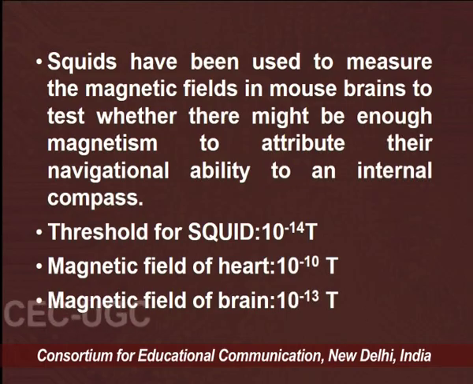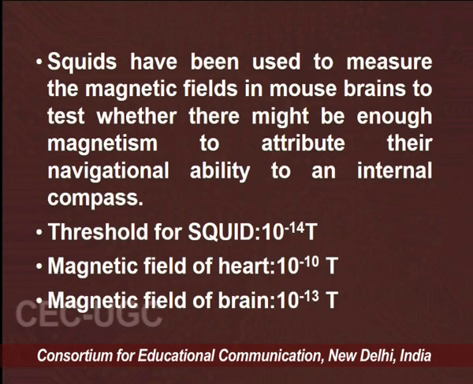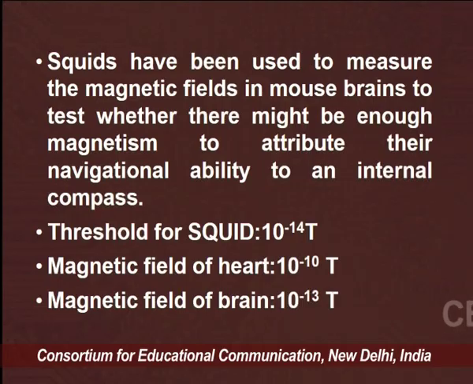So, the threshold value of this SQUID is 10^-14 Tesla. The magnetic field of the heart is 10^-10 Tesla. The magnetic field of the brain is 10^-13 Tesla. So, a SQUID has the ability to measure magnetic fields of very low magnitude. As you can see, the threshold of the SQUID is 10^-14 and the heart's field is 10^-10 Tesla. Moreover, the brain has 10^-13 Tesla, which can be measured through the SQUID.